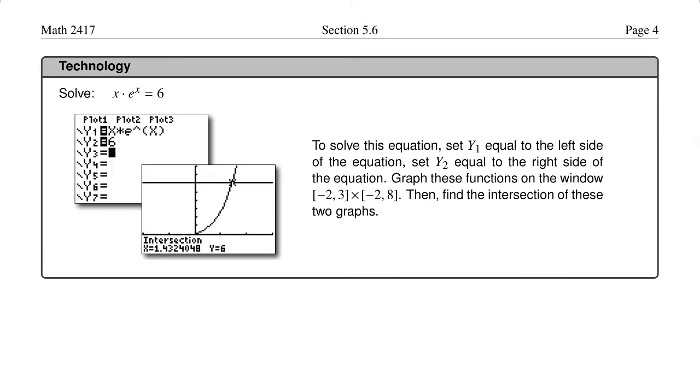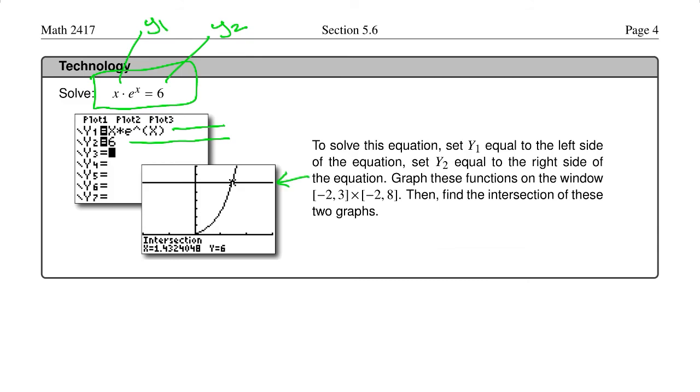All right. And for this last one, it's pretty much already done for you. What you want to do is solve this equation right here. The trick to solving an equation is to let one side be y1 in the calculator, let the other side be y2 in the calculator. And the solution, the x, is the x-coordinate where these two graphs intersect. So I've set up y1 equal to x times e to the x, and y2 equal to 6. y2 equals 6 is the horizontal line that you see here.